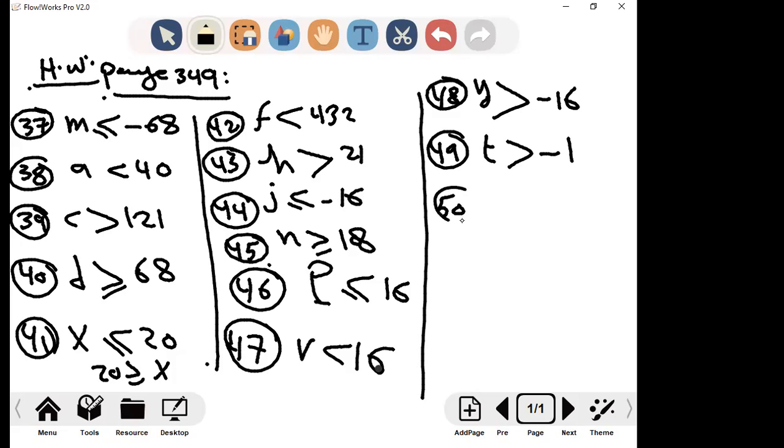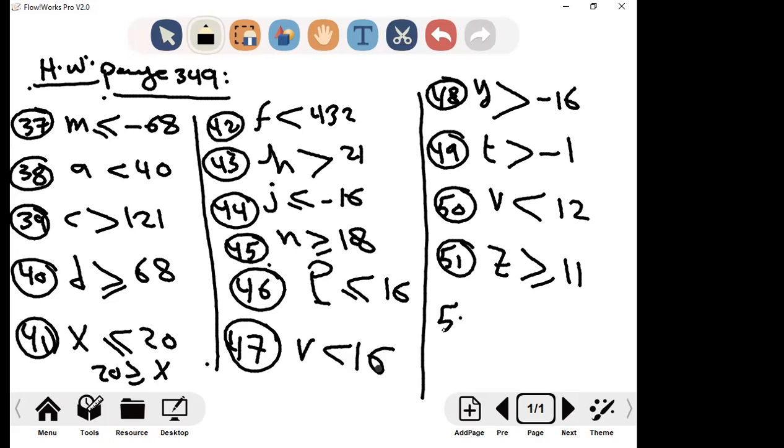Question 50. Negative 6b more than negative 72. So b will be less than 12. Okay? Divide by negative 6 on both sides. Question 51. Negative 3z less than or equal negative 33 means z will be, switch the sign, more than or equal 11. We divide both sides by negative 3, switch the sign.